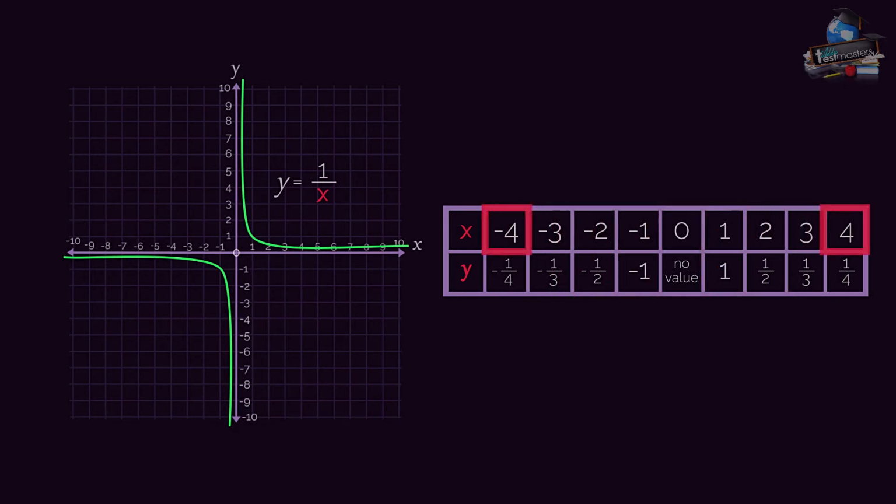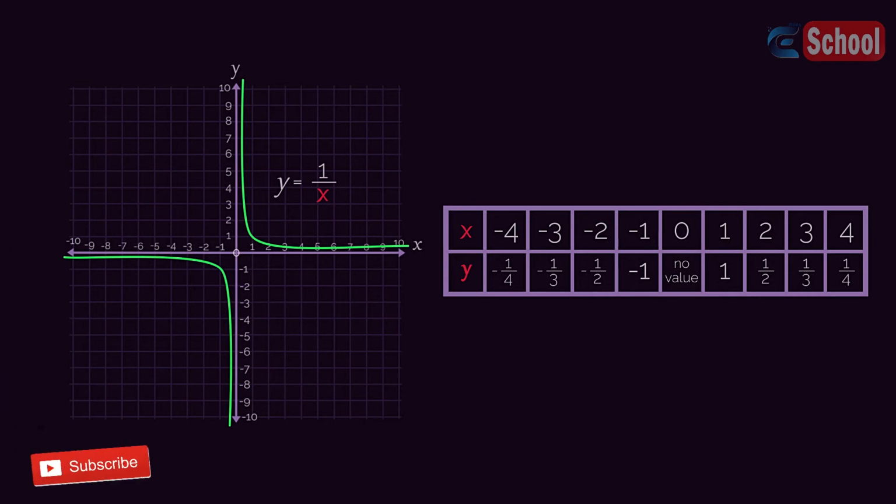This means that when x gets really close to 0, y would be very large. Impossible to write a number so large. So then for when x is actually 0, you can't divide by 0. There is no value. The graph gets closer and closer to the y-axis, but it never touches it.